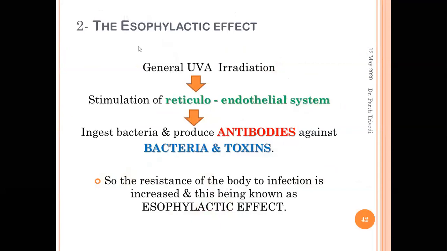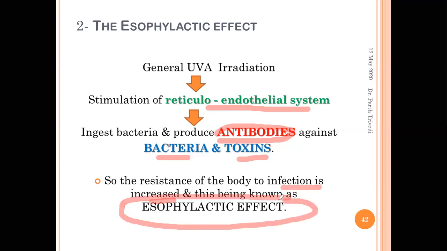Second effect is the prophylactic effect. The prophylactic effect is nothing but stimulation of your reticuloendothelial system. Thus, it produces antibodies against bacteria and toxins, similar to your immune system. So if you give UVR, specifically UVA, it stimulates the reticuloendothelial system and antibody production against bacteria and toxins. So the resistance of the body to infection is increased, and this is known as the prophylactic effect.